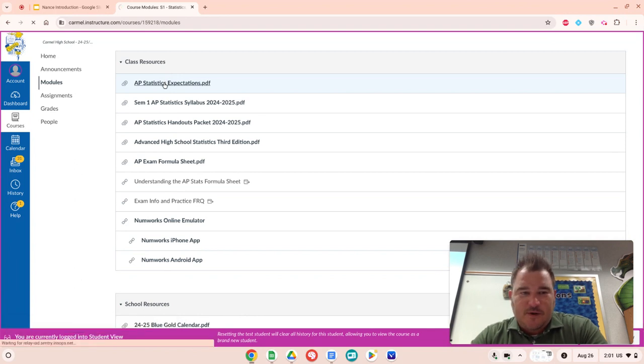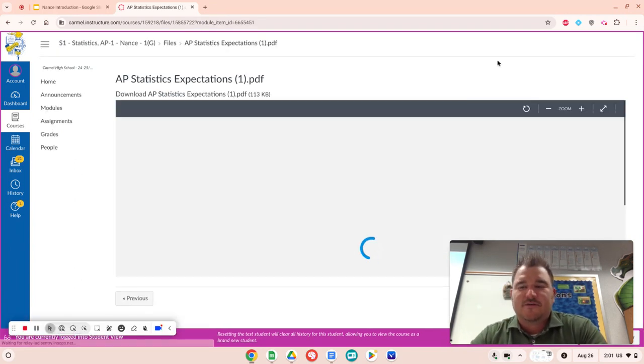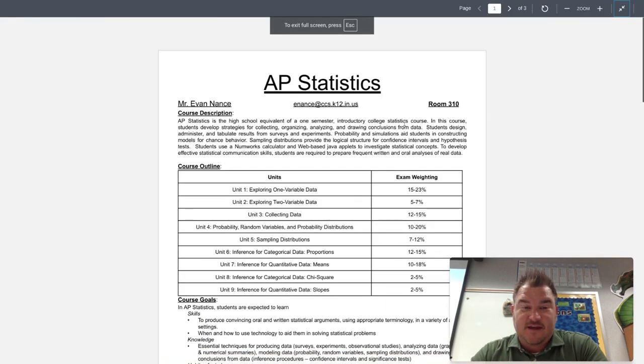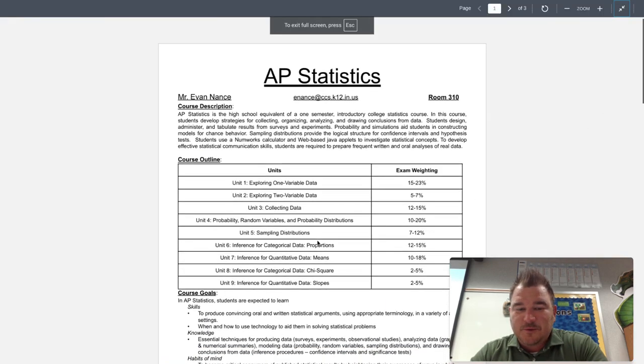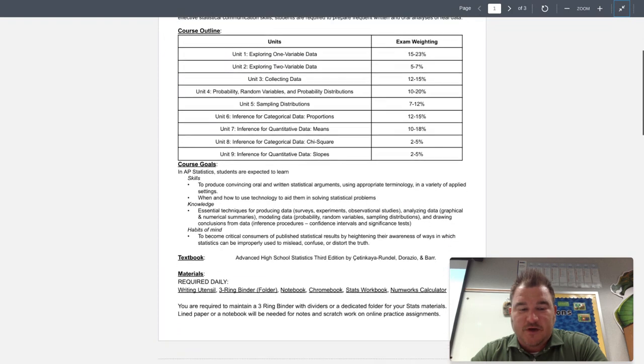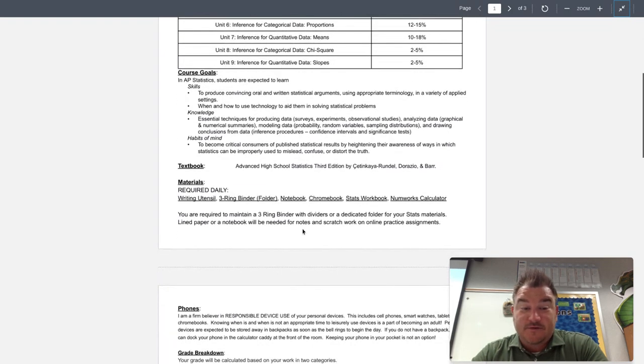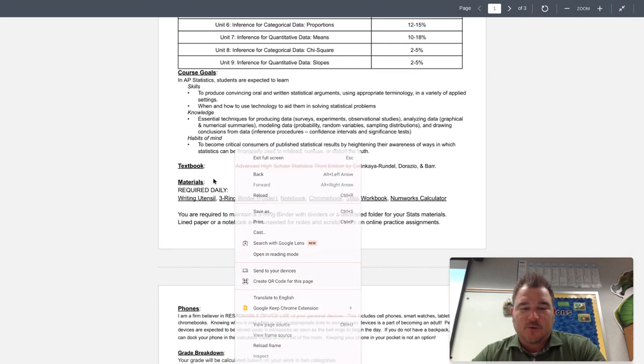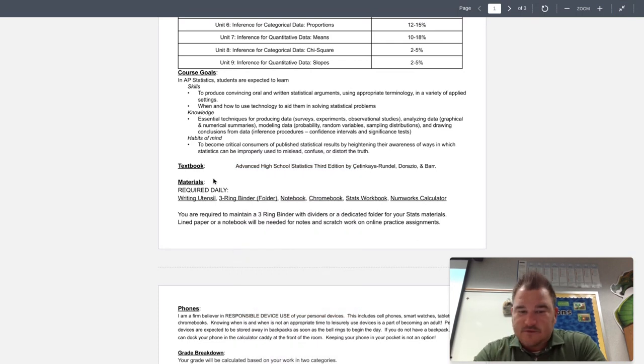I first want to start by talking about the AP Statistics expectation sheets. This is a document I posted for students to go through with me on the first day that explains what we're going to be doing in this class, what our goals are, what the required materials are, and what our textbook is. Just real quick on required materials: most students have this all set up, but I do require a 3-ring binder with loose leaf paper, or a spiral notebook and a folder. The stats workbook is something they need to bring every day, along with their Chromebook, and also the NumWorks calculator.